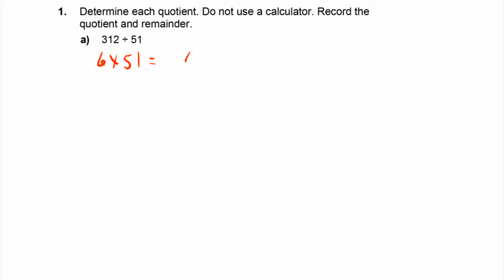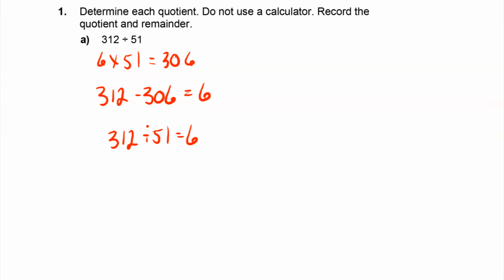6 times 51 is 306. Well, that's actually pretty close to the 312 that I'm trying to get to. So 312 minus 306 leaves 6 left over. So 312 divided by 51 is equal to 6 with a remainder of 6.